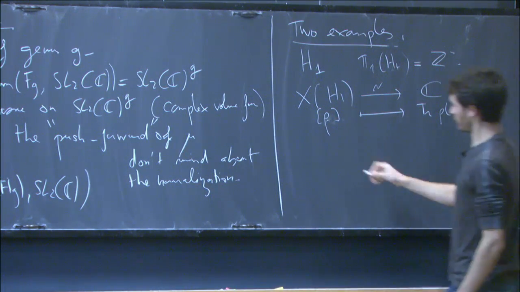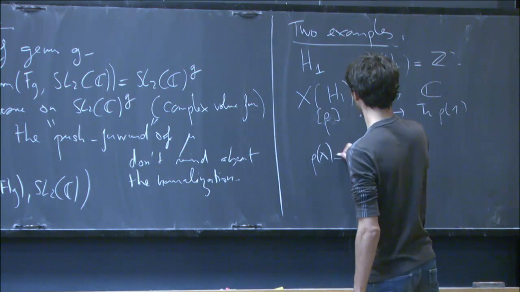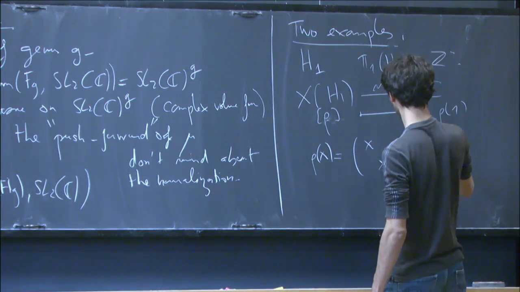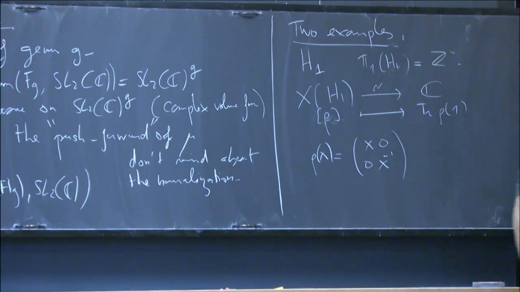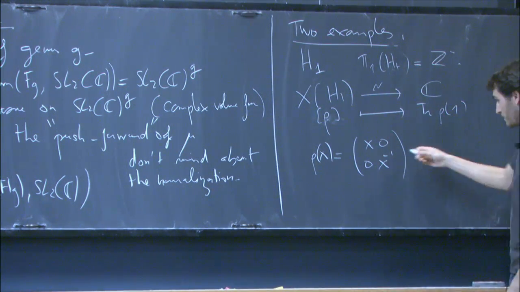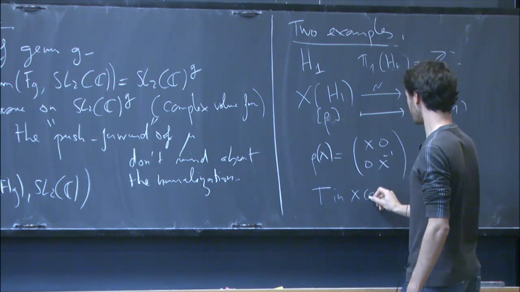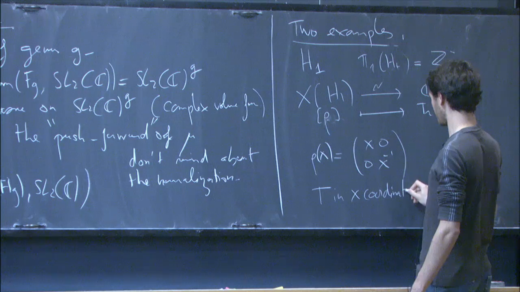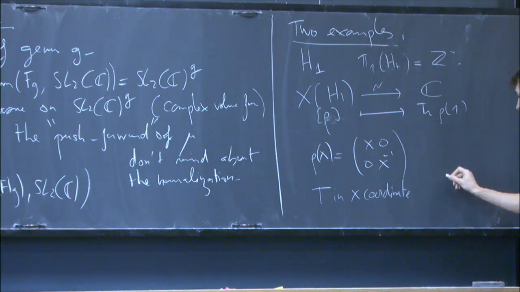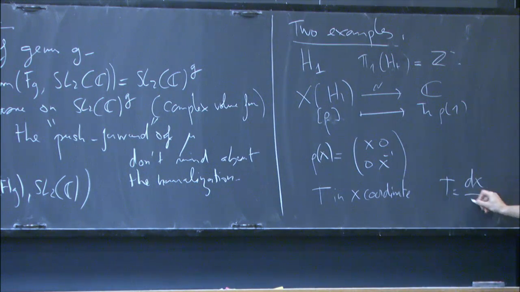But if you write your matrix rho of X like this one, up to conjugation, you can always find such X such that your representation is like this, if it is semi-simple, but it's not important in this quotient. Then you find the torsion here in the X coordinate. You can do the computation, believe me. You find T equal dx divided by X. It's a very simple formula.